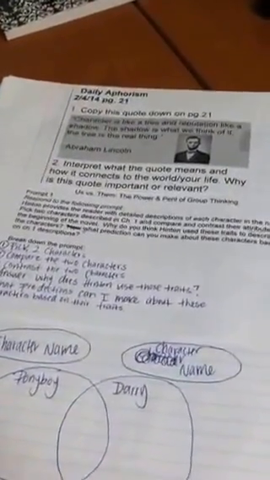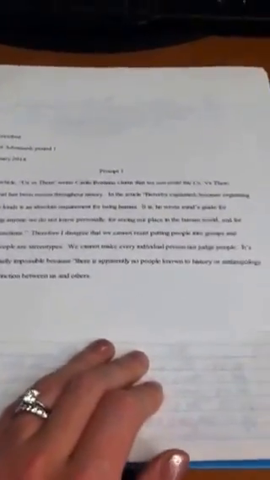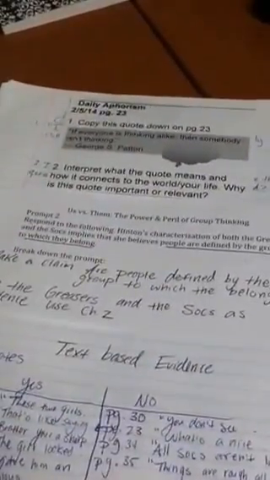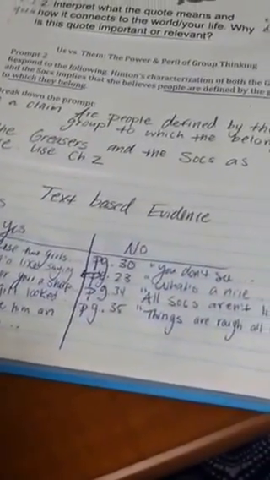There is also prompt 1 where we broke down the prompt and also did some pre-writing activities. Your response to prompt 1 should be on page 22. You will see my prompts typed, however yours will be handwritten. On page 23, there is a daily aphorism by George S. Patton, and also prompt 2 where we broke down and took text-based evidence notes. Your response to prompt 2 should be on page 24.